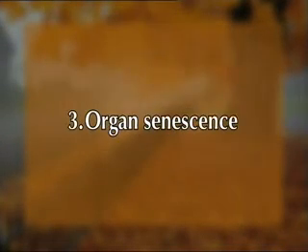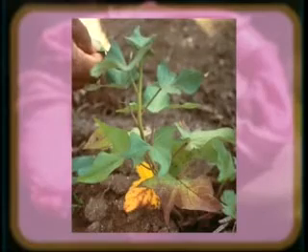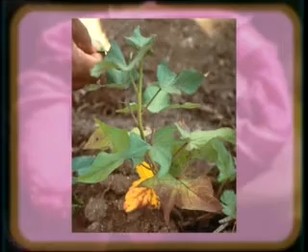Number 3, organ senescence. Even a single organ may follow diverse patterns of senescence, which is exemplified by leaves. Leaf senescence may be progressive. The older leaves senesce more or less at a time. Floral senescence may also be synchronous on a seasonal basis. Even within a leaf, the cells may senesce at different times and rates.